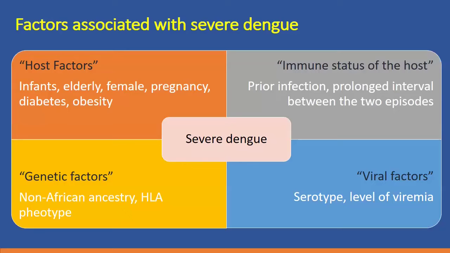Immune status of the host: prior infection, we all know, if the person was exposed earlier, then more likely to have severe dengue. This is interesting, a prolonged interval between the 2 episodes leads to severe dengue. Genetic factors: non-African ancestry are likely to have more severe dengue, and certain HLA phenotypes are found to be associated. Viral factors are poorly examined, with very limited data that certain serotypes, especially serotype 2, are supposed to be associated with severe dengue, and level of viremia.